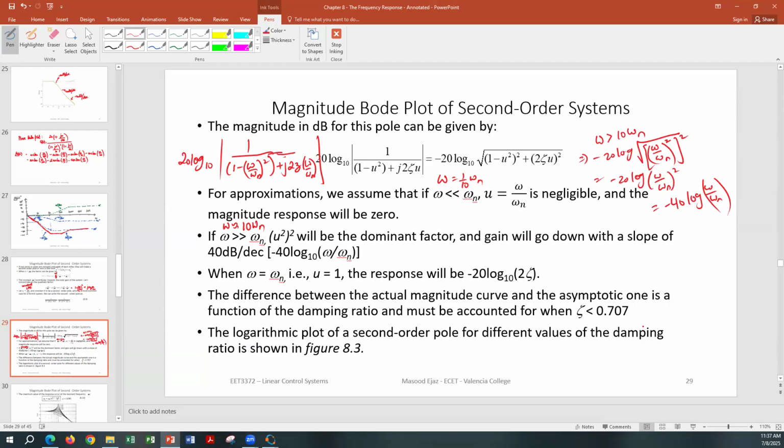When omega is equal to omega n, u is going to become 1. So the first factor, 1 minus u squared, is going to become 0, and the second factor is going to be 2 zeta, which means negative 20 log of 2 zeta. The difference between the actual magnitude curve and the asymptotic one, which is the approximation, is a function of the damping ratio and must be accounted for when zeta is less than 0.7071.